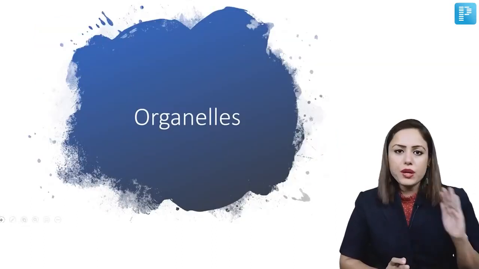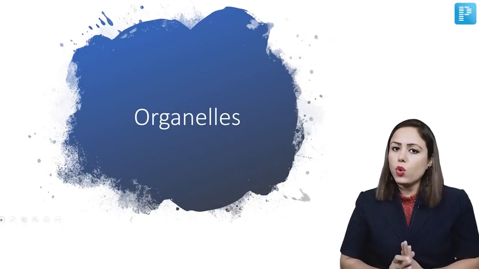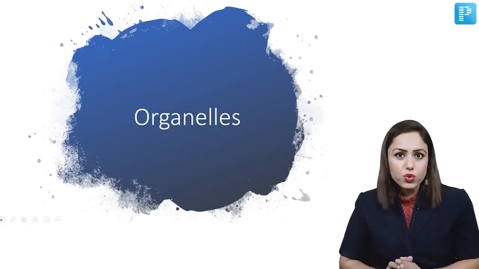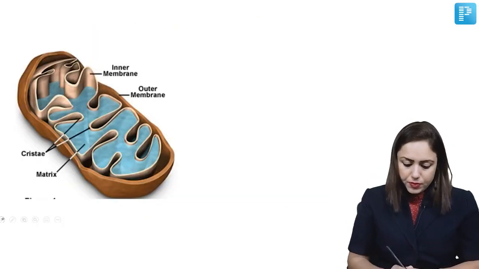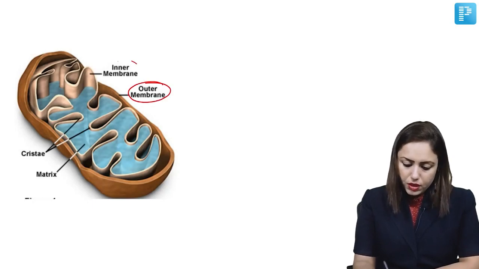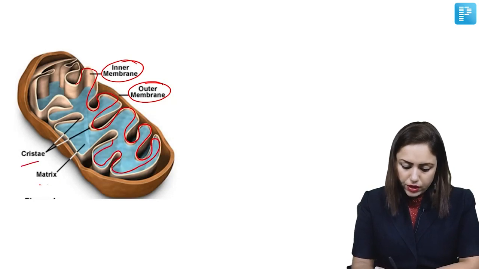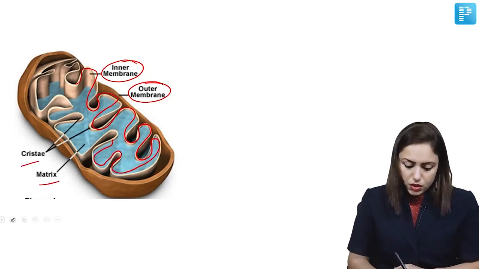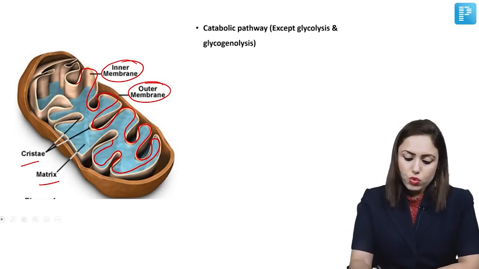Then let's see some of the organelles. Although I have separately made one video on organelles and all the images are covered there also, so do watch that video also. So let's see. You can see, which organelle is this? This is the outer membrane, inner membrane. The inner membrane is thrown into foldings or cristae, right? This central part is the matrix. So you know this is mitochondria.